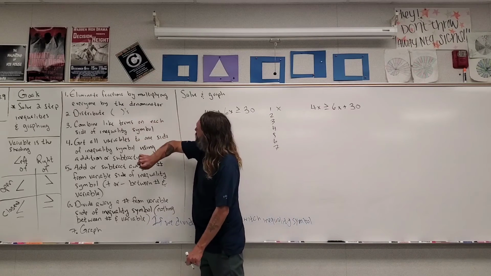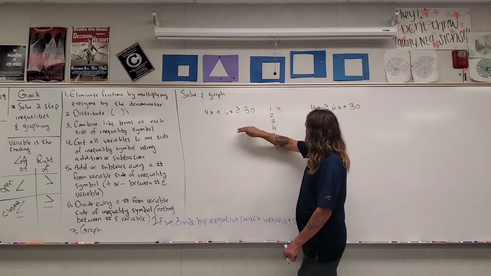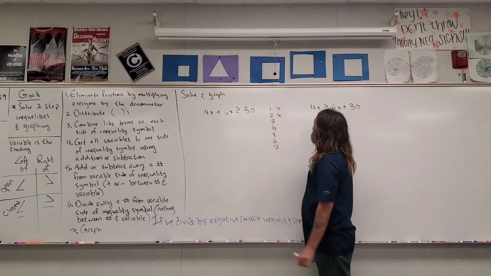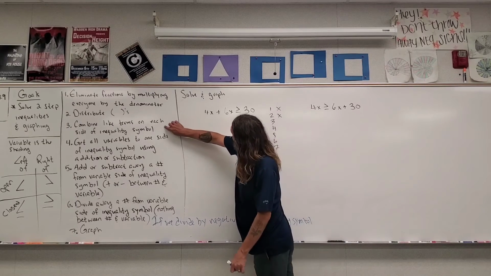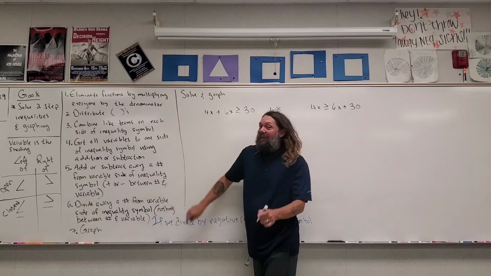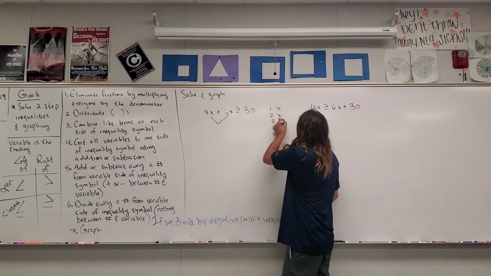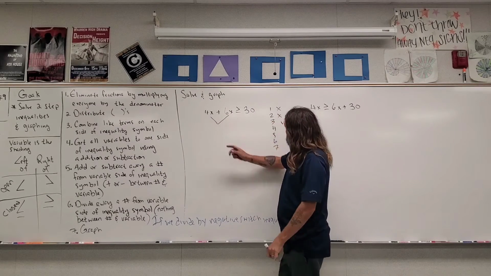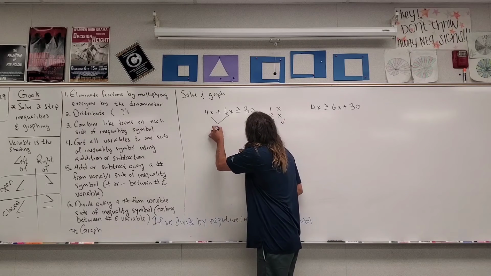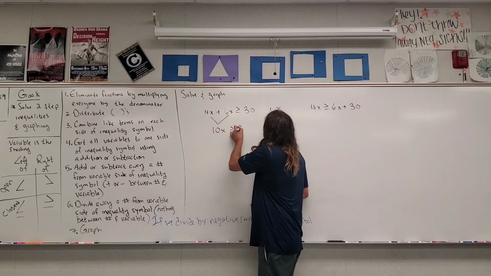Step 2, can I distribute? No, I cannot, because I do not have parentheses. Step 3, can I combine like terms on each side of the inequality symbol? Yes, I can, because 4x and 6x are like terms. You don't change the signs, you put them together as they are, and we get 10x is greater than 30.